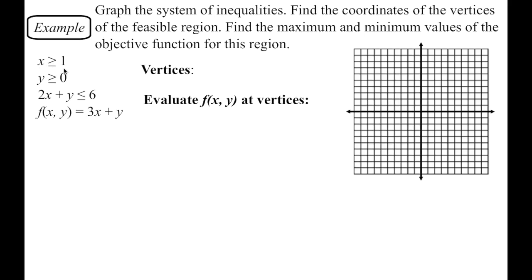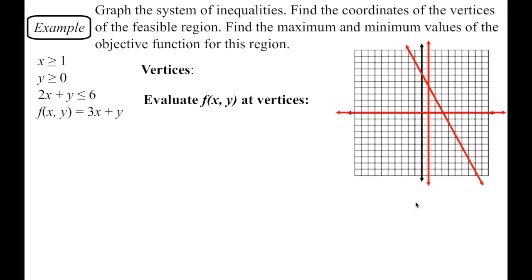Well, x greater than or equal to 1. Remember, x equals 1 is a vertical line. Anything that's greater than 1 will be to the right of 1. Y greater than or equal to 0 is a horizontal line, and that turns out to just be the x-axis. And then this one, if you solve it for y, you get y is less than or equal to negative 2x plus 6. So 6 is the y-intercept and negative 2 is the slope. So go ahead and graph those three inequalities and you will end up with what I have graphed here in red. So the region we're talking about is the triangular region right here.